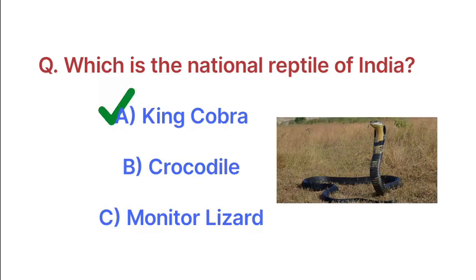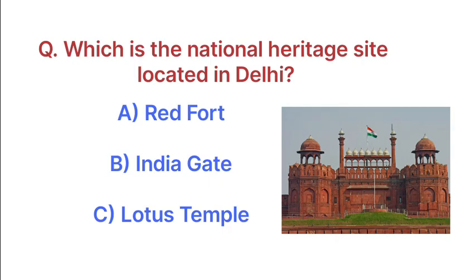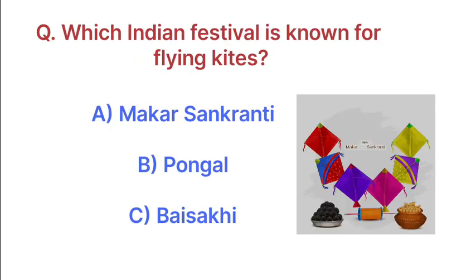Which is the national reptile of India? Answer: King cobra. Which is the national heritage site located in Delhi? Answer: Red Fort. Which Indian festival is known for flying kites? Answer: Makar Sankranti.